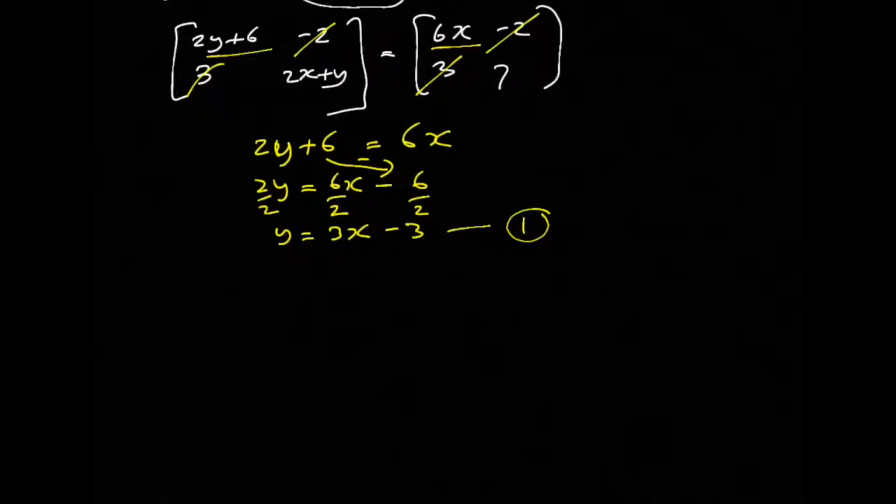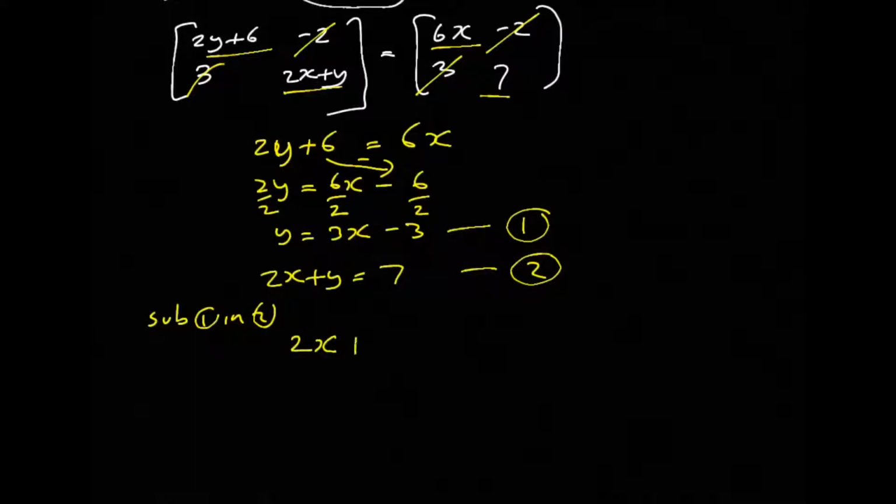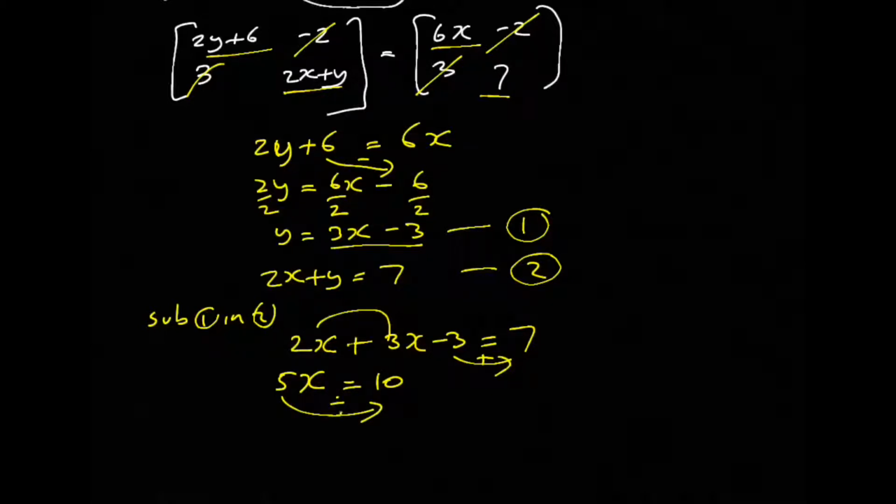Now lastly, we've got a second equation here, 2x plus y equals 7. Call that equation 2. And we'll use the substitution method, sub 1 in 2. So we've got 2x plus, now put this in for y, 3x minus 3 equals 7. Bring that over as a plus, and we can add the like values, so 5x equals 10. Bring that over to divide. x equals 10 on 5, which is 2.